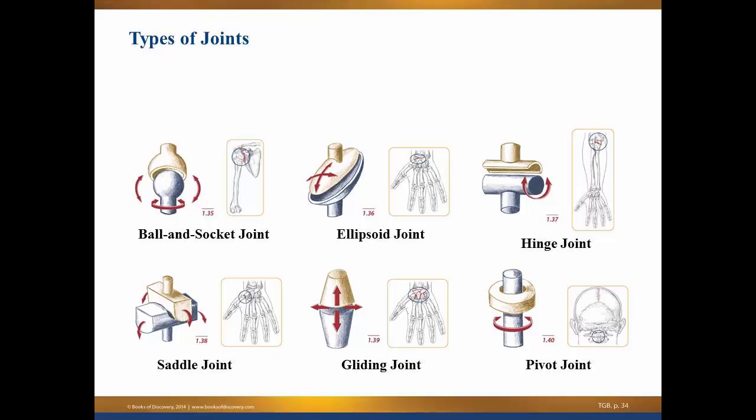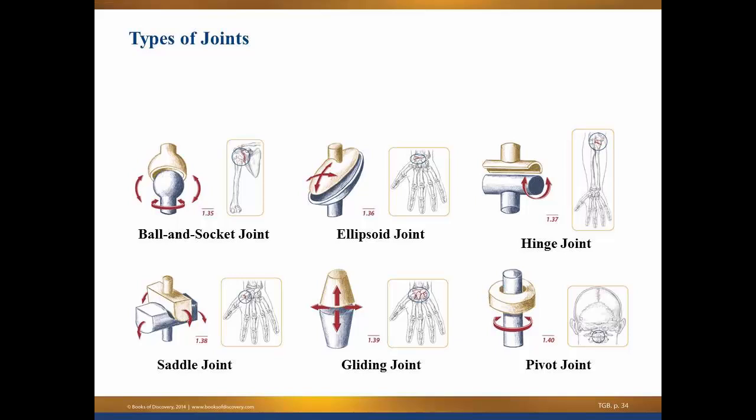There's only one saddle joint in the body, and it's at the base of the thumb. The movement of the saddle joint resembles that of a horseback rider sitting in a saddle. So a rider on a horse. The saddle joint makes the thumb more flexible and more complex than the other fingers, but it's also more difficult to treat when injured.